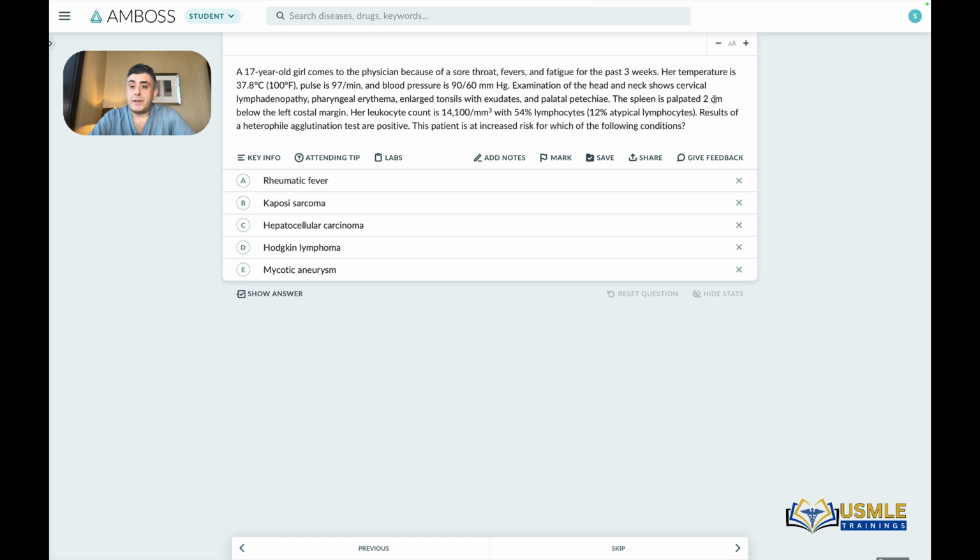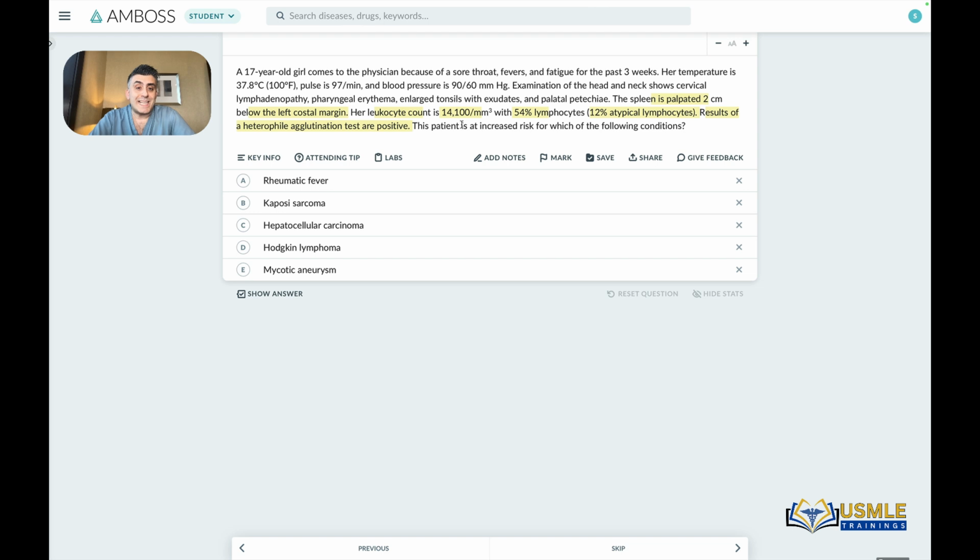The spleen is palpated 2 centimeters below the left costal margin, so splenomegaly. Leukocyte count 14,000, 54% lymphocytes, 12% atypical lymphocytes. Okay, so leukocyte is usually 4,500 to 11,000. That's pretty high. And again, open up the labs and you can see it yourself. So there's an infection. Results of a heterophile agglutination test are positive. Oh, ding, ding, ding. There you go. Results are positive for heterophile agglutination test.